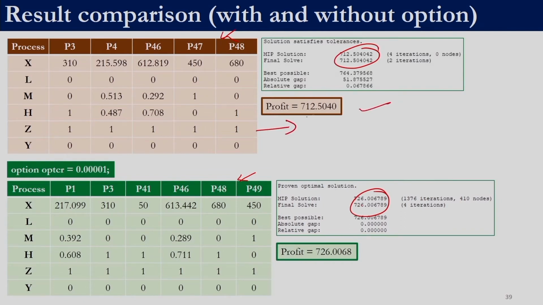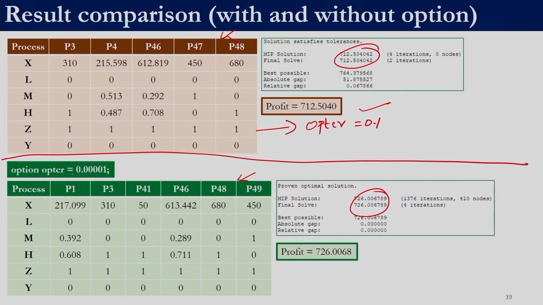In the first case, opt_cr was not set, so when it is not set, its default value is taken, which is 0.1. For the second case, for the same problem, when we changed opt_cr to a very small value, we were able to get a better profit, and the absolute gap and relative gap are now almost close to 0, right. Previously we got this solution in just 4 iterations, now it requires 1376 iterations so that this opt_cr condition is satisfied, right. So, as you can see, there can be a significant difference.